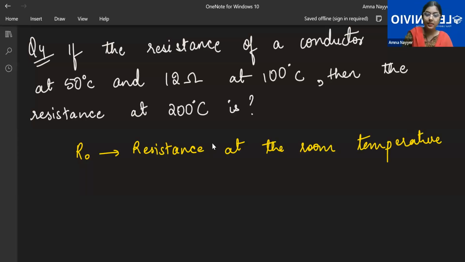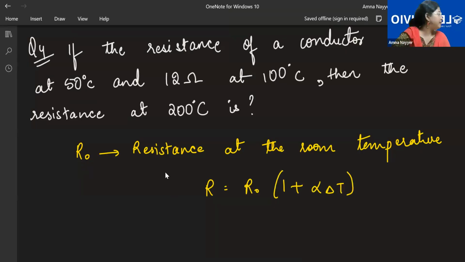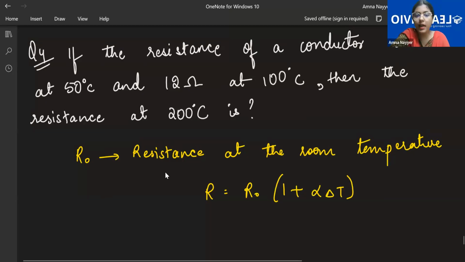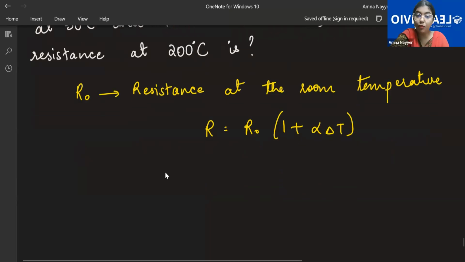Now, if this is the case, then 10 is equal to what's our actual equation, if you remember? Do you remember, Justine? The main equation. The actual equation: R is equal to R naught (1 plus alpha delta T). This is the real main parent equation. And see, R naught's value we do not know. We'll have to find it.